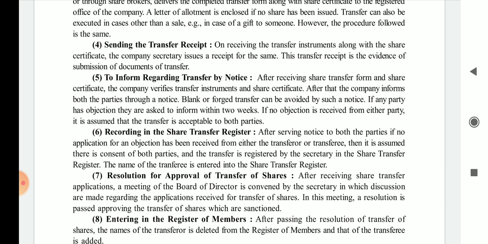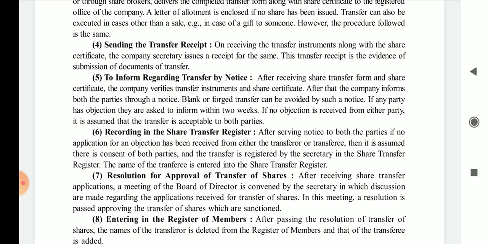Next one is to inform regarding the transfer by notice. After receiving the share transfer form along with the share certificate, the company verifies the transfer instrument and share certificate. After receiving the share transfer form, or you can say the transfer receipt or transfer instrument, the company verifies the whole instruments as well as the certificates, to check whether the details mentioned are completely okay or not.